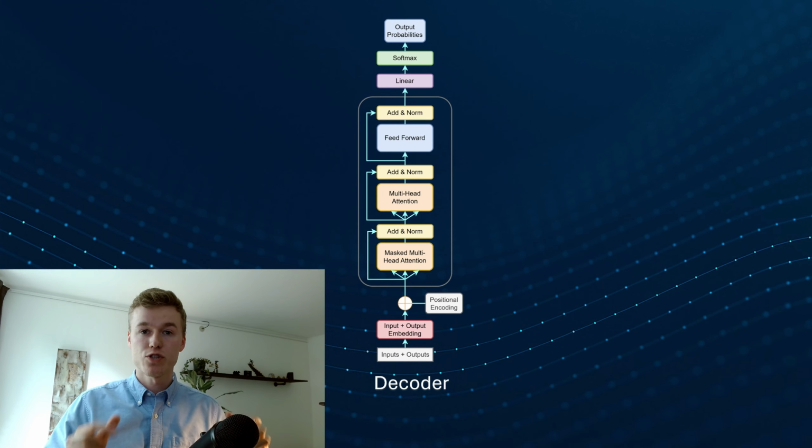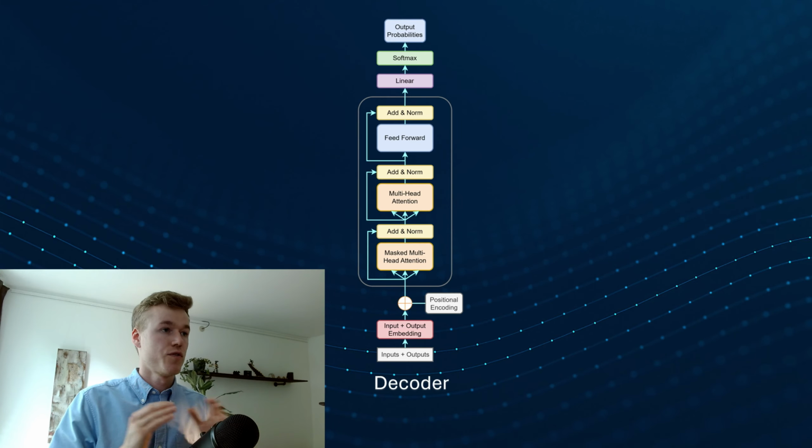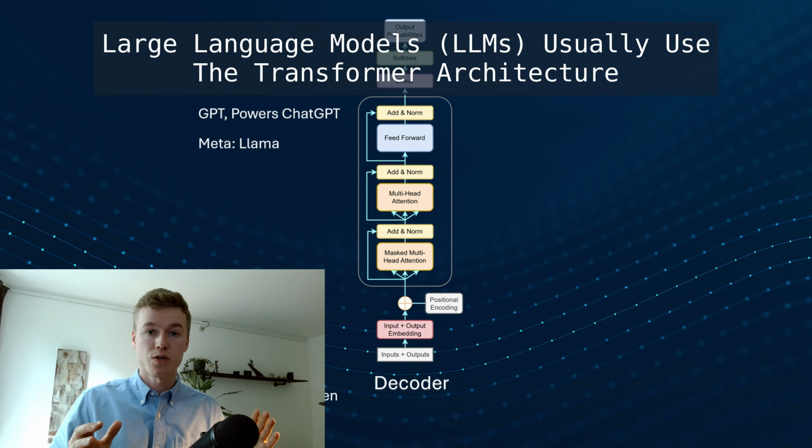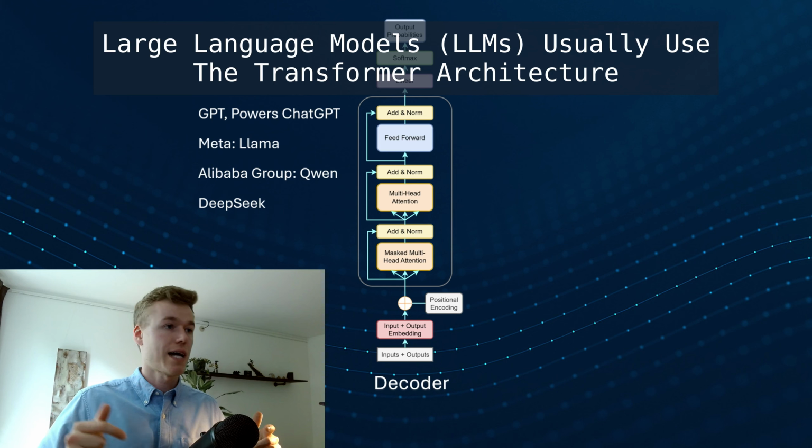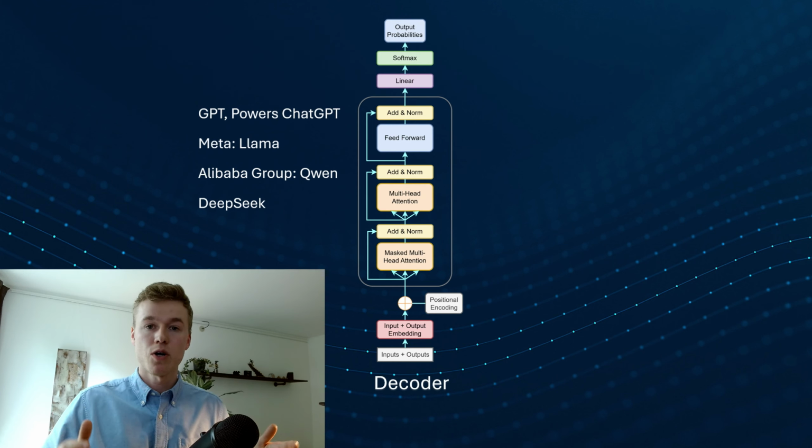Imagine being able to predict exactly what comes next. Pretty powerful, right? And this is what is at the heart of the decoder-only transformer architectures. And this is also the architecture that powers the most well-known large language models that we know to date, which are models like ChatGPT, the LLaMA models, Qwen, or even DeepSeek.